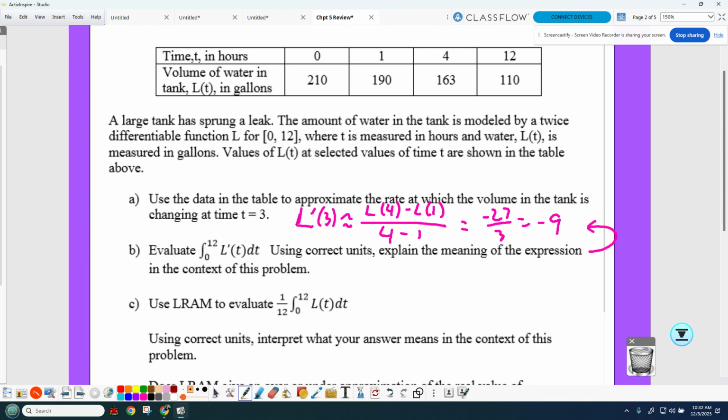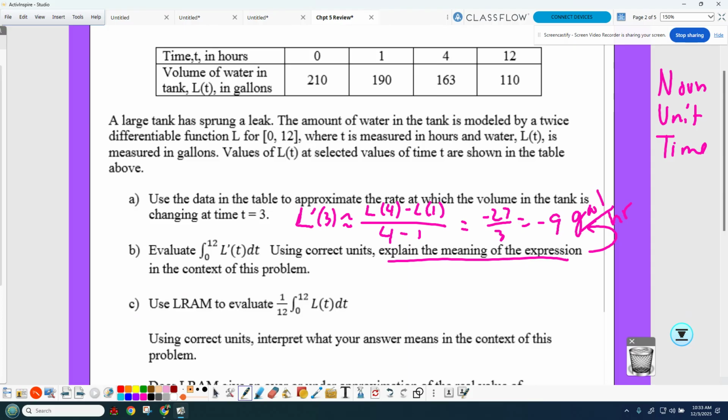So Ben, what would you say that -9 stands for? Gallons per hour. In context of the problem, so it needs a sentence. -9 gallons per hour, I agree. The water's draining out of the tank at a rate of 9 gallons per hour. They want the units, and then the time. So, at the 3rd hour, the water is draining out at 9 gallons per hour.